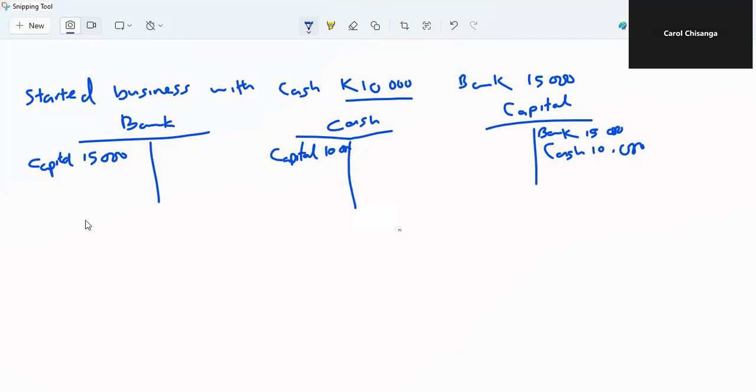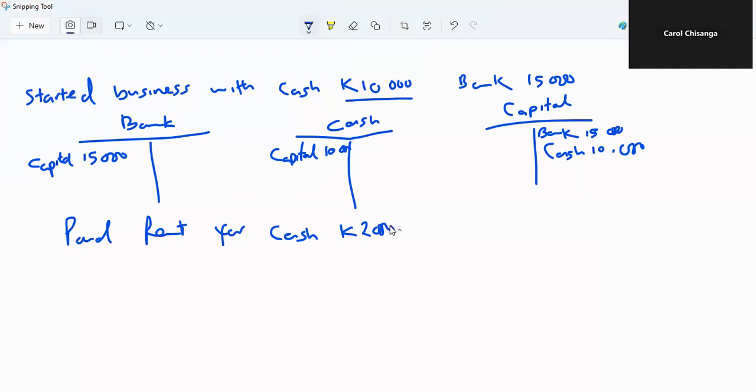So let's go to another transaction. Paid rent for cash, 2,000. What two accounts are we having here? We have the rent account and the cash account.